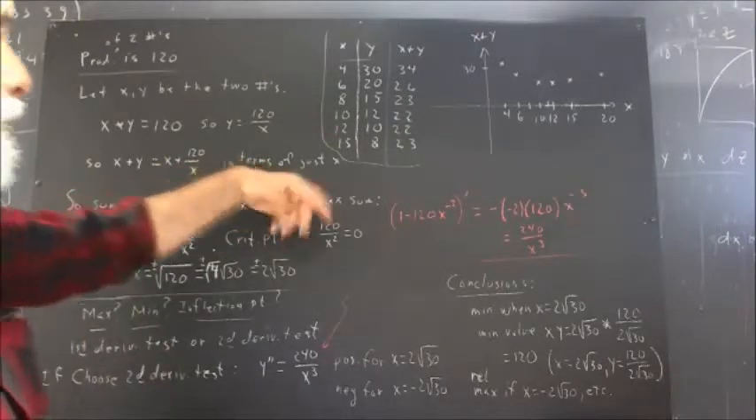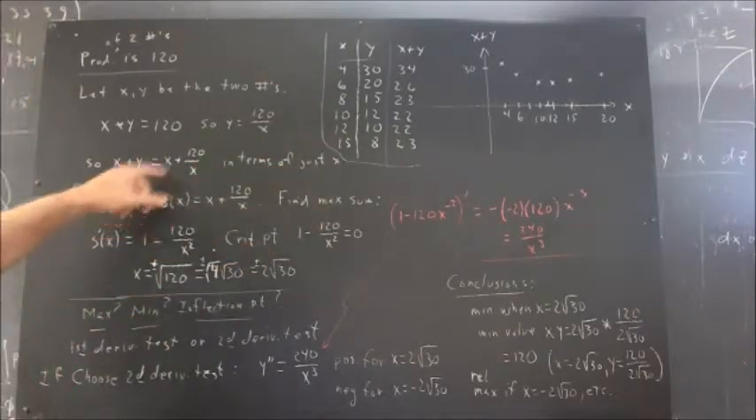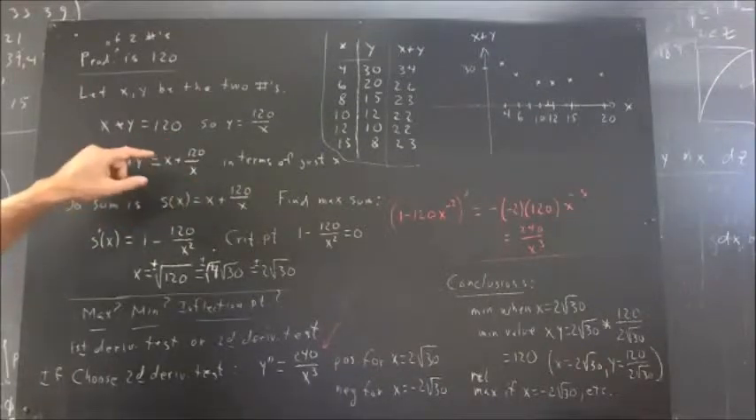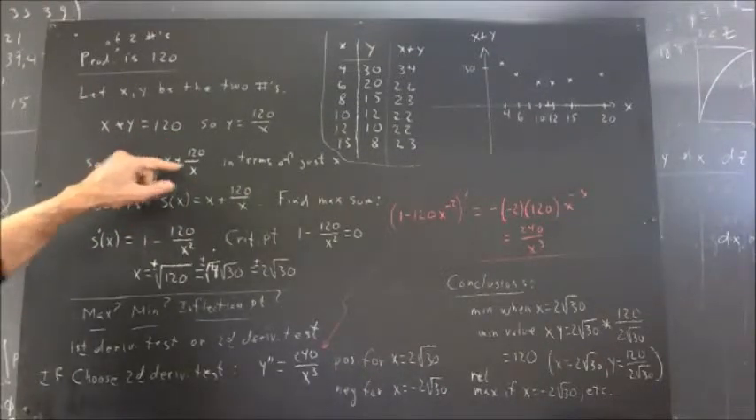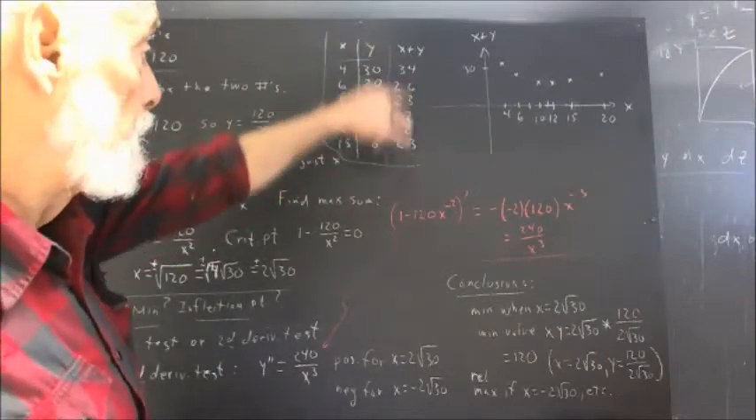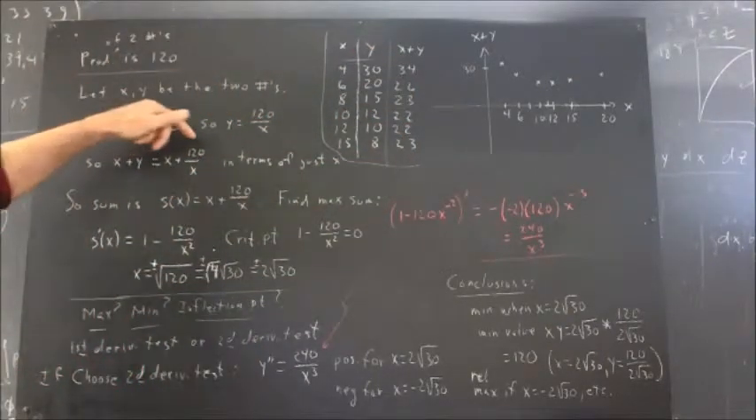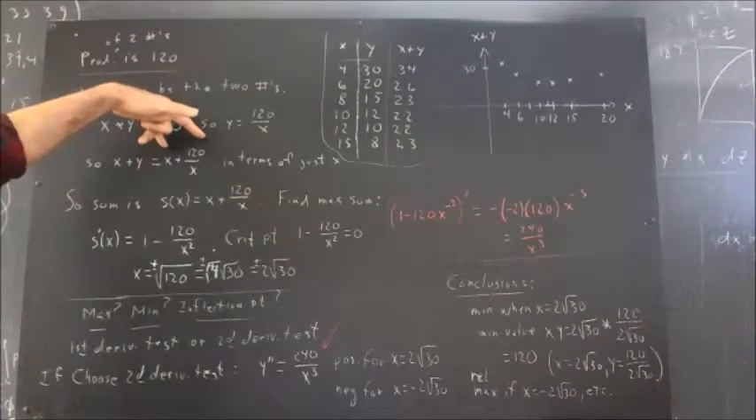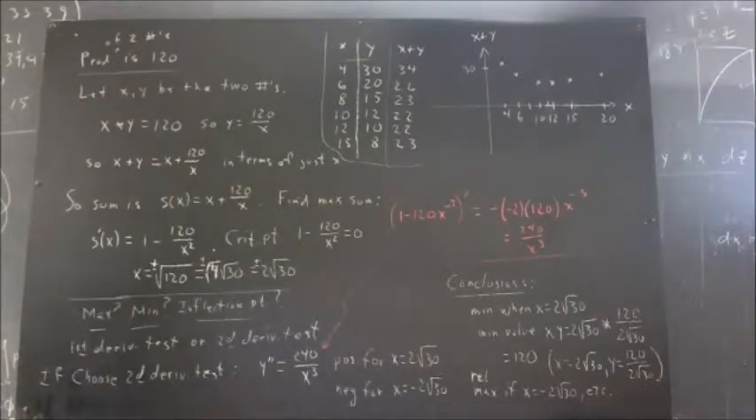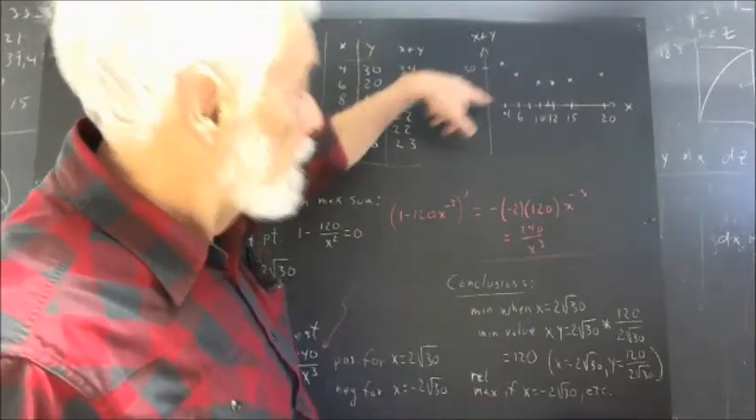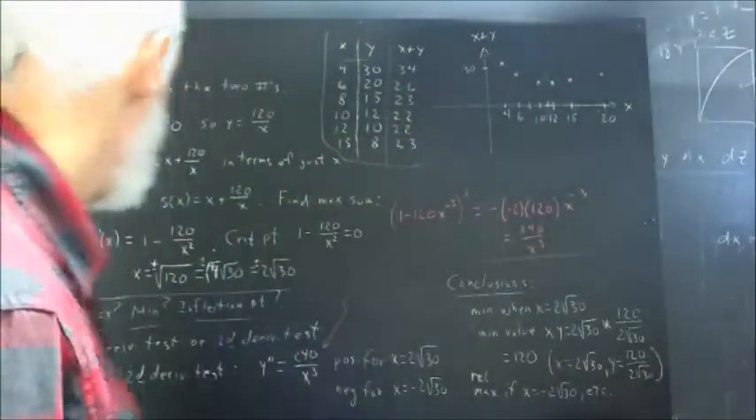Now let's try 12. 12 plus 120 divided by 12. 120 divided by 12 is 10. Add that to 12, we get 22. Sure enough, we do get the same result. So this expression does tell us what the sum would be, the x plus y sum, for every x value.